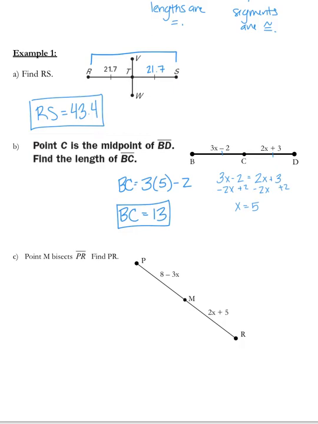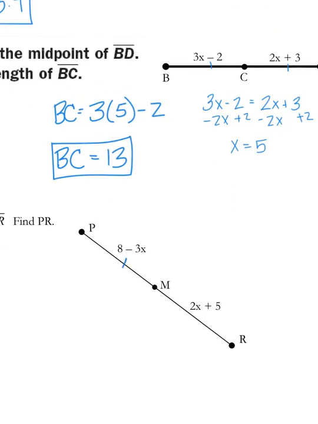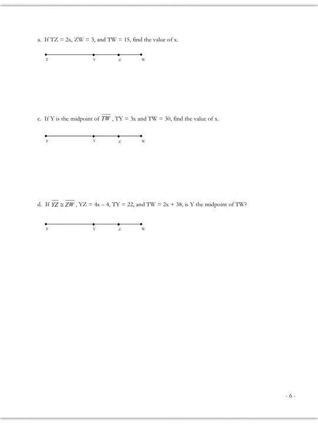Bisect is also another word for that you can put in tick marks. So if you see the word bisect or midpoint, you can put in tick marks. If you see tick marks, you know that these two pieces are going to be equal. So you can set them equal and solve. I trust that we can do that. I'm going to go next slide.